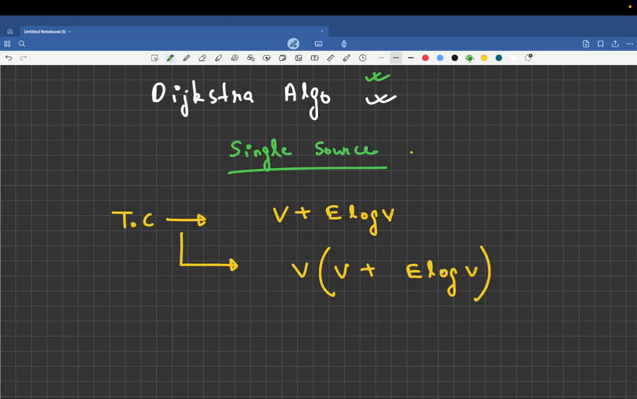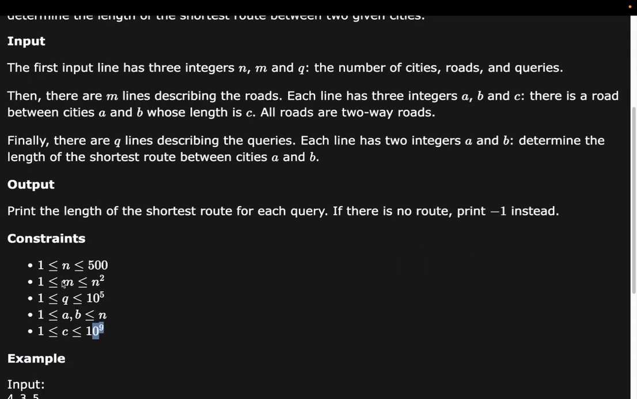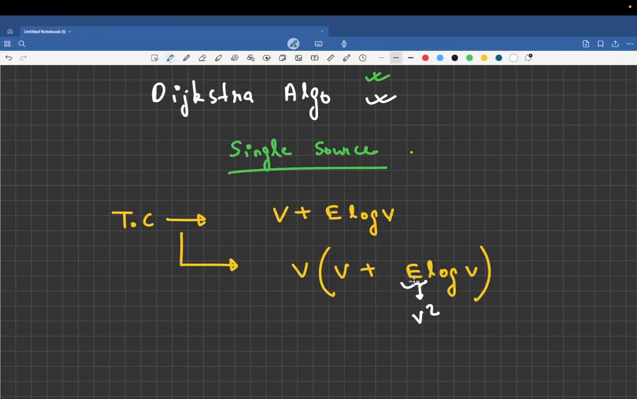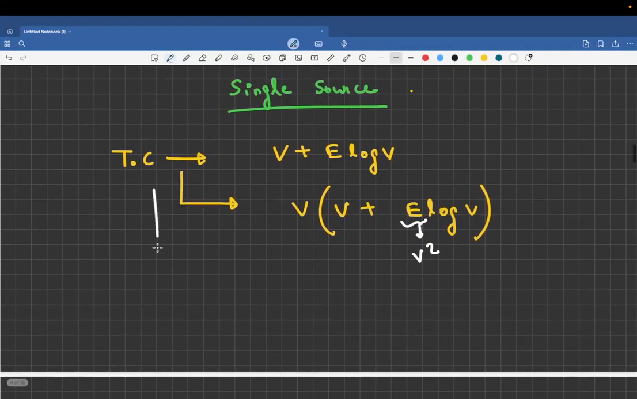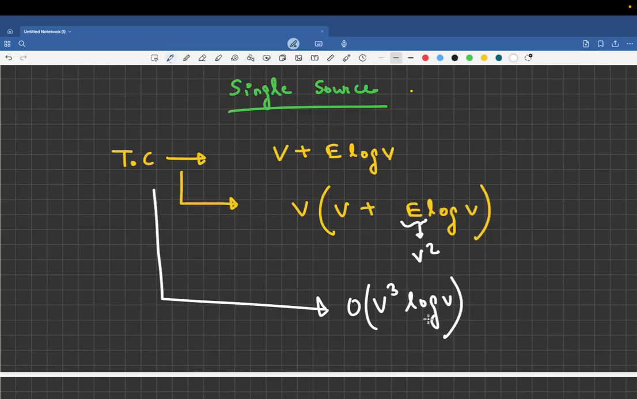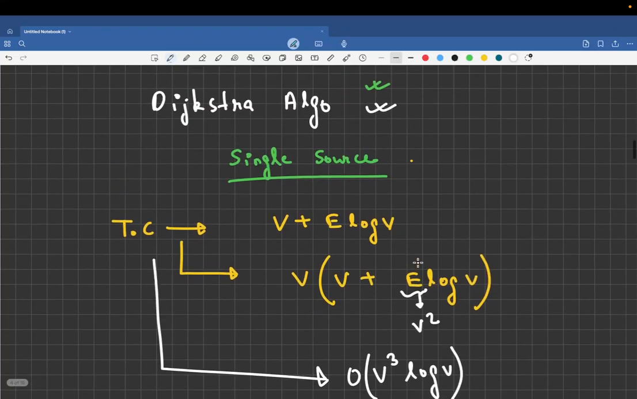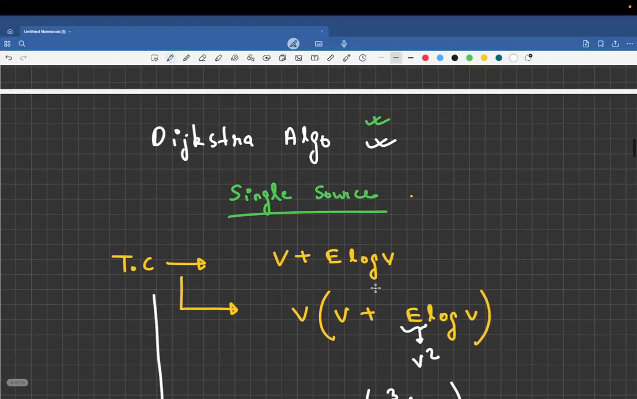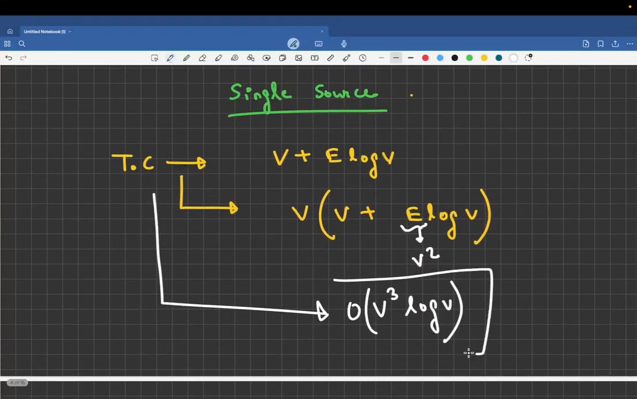Now you know that for a dense graph, E can go up to V square. You can see in the problem as well, it's given that the number of edges can go up to n square, where n is the number of nodes. So can I say that the time complexity becomes O of V cube log V? Right? So if you are using Dijkstra for each and every node, your time complexity will become O of V cube log V.